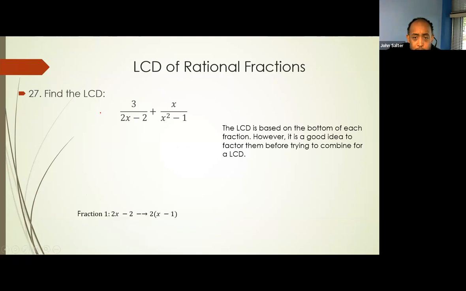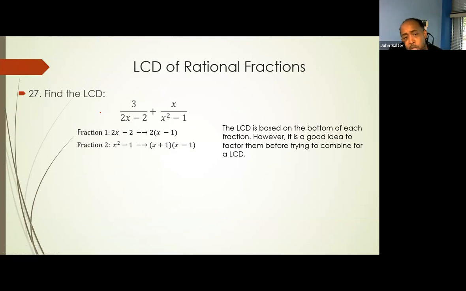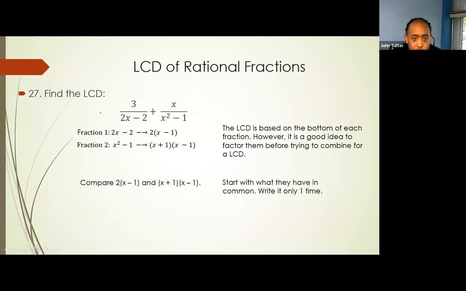All right. So I have 2x minus 2. I'm gonna factor that up to become 2 times x minus 1. I have x squared minus 1. That's the difference of squares. That's x plus 1, x minus 1. Do they have anything in common? Yeah, they do. It's that x minus 1. They both have that.